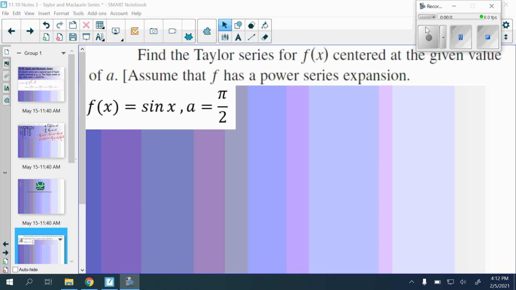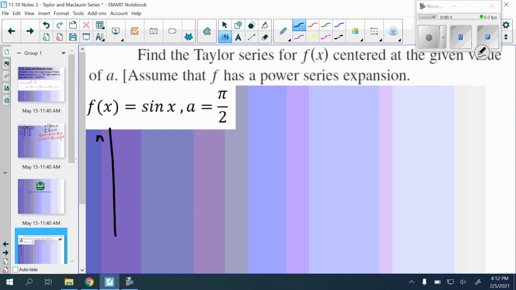All right, for this one, they want us to find the Taylor series for sine of x centered at pi over 2. So let's start again with finding our derivatives here. n equals 0 would just be our original function, so that would just be sine x. And if we evaluate that at our value of pi over 2, let's see what we get.